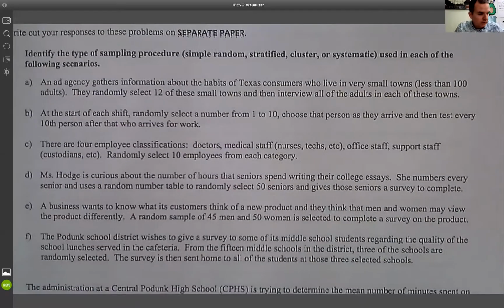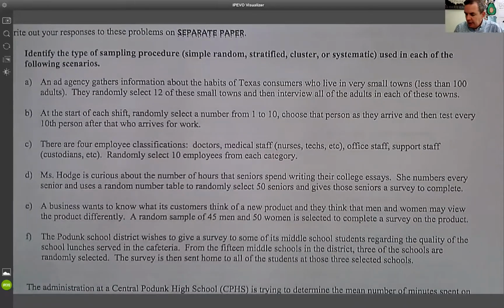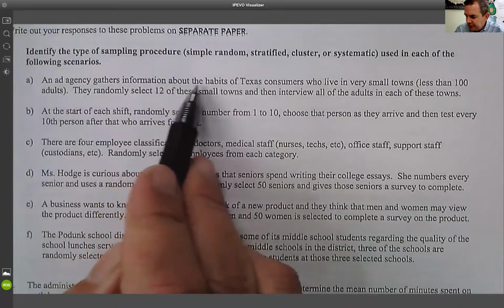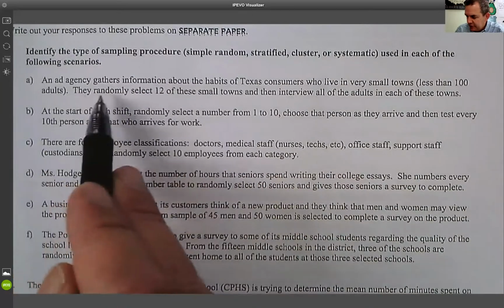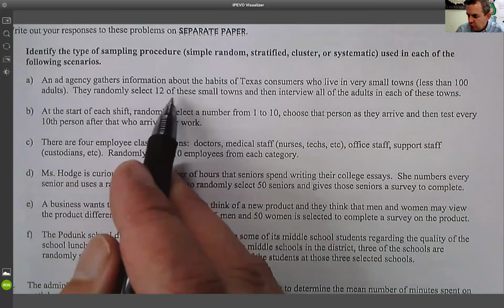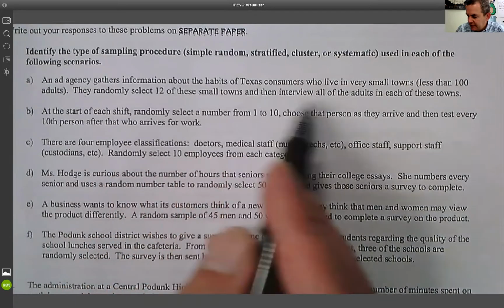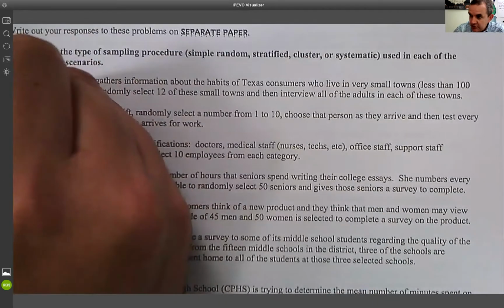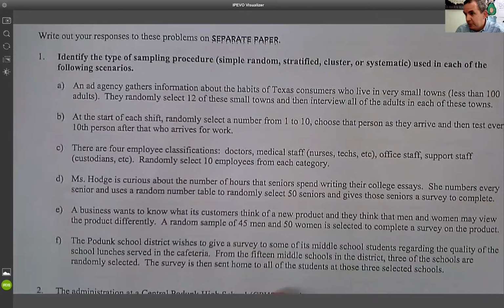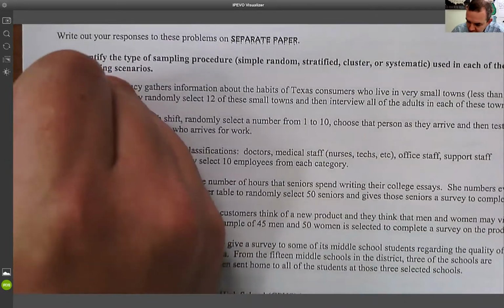So we'll go ahead and take a look at them. Here are some examples. I'll kind of talk you through them. The first one reads, an ad agency gathers information about the habits of Texas consumers who live in very small towns, less than 100 adults. They randomly select 12 of these small towns and then interview all of the adults in each of them. This is number one. This is going to be our cluster sample. So letter A is going to be our cluster.